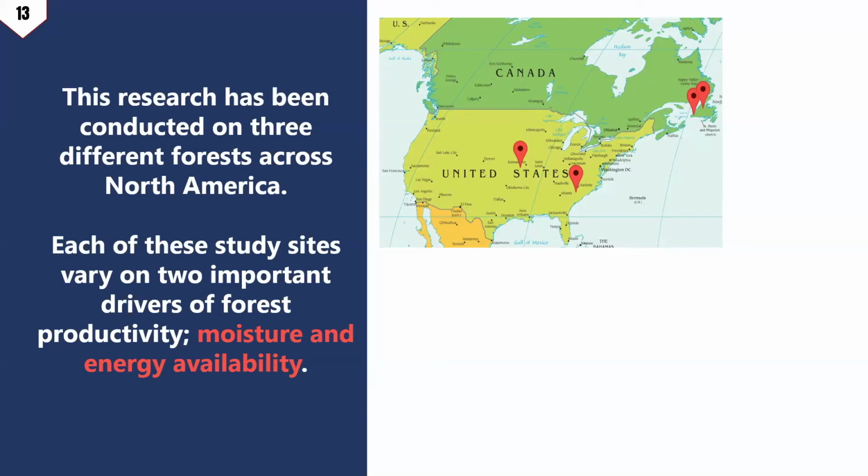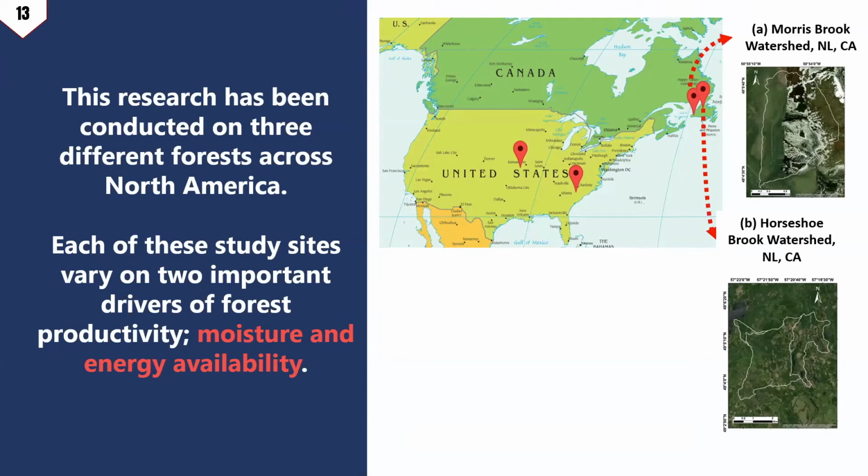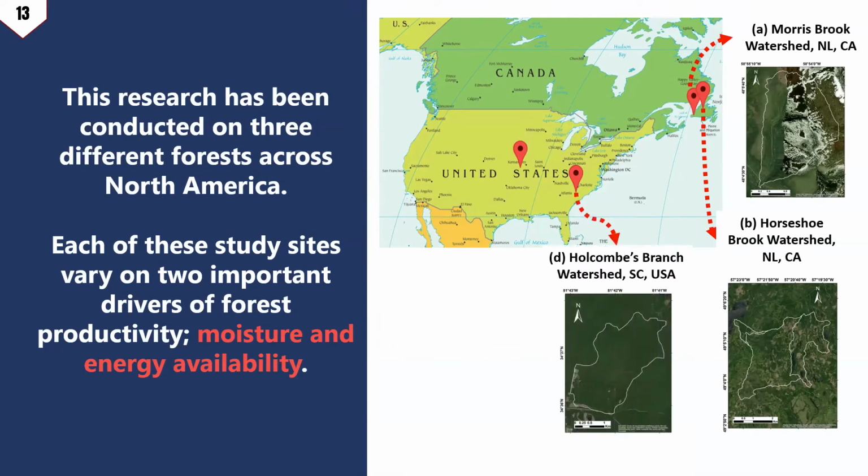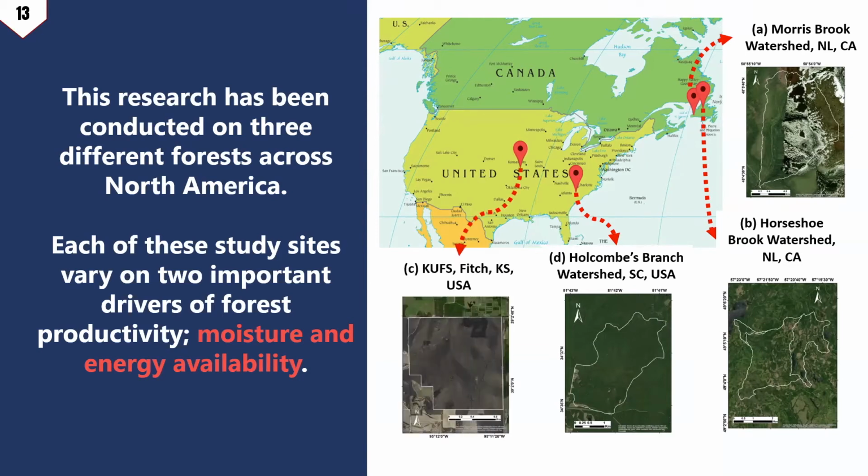This research has been conducted on 3 different forests across North America. Each of these study sites vary on 2 important drivers of forest productivity, moisture and energy availability. Their climates range from cold and wet, like Morrisburg and Horseshoe Brook watersheds located in Newfoundland, Labrador, Canada, to warm, temperate, and mesic, like Holcomb's Branch watershed in South Carolina, USA, to continental with hot summers that typically experience moisture shortage late in the season, like University of Kansas Field Station.